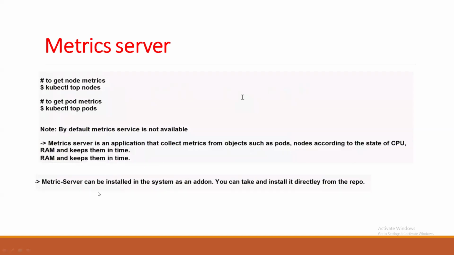Metrics server can be installed in the system as an add-on. By default, it will not be installed. So you can take it and install it directly from the repository. Which repository? The chart repository. I want to install the metrics server, but by default it will not come, so it can be installed as an add-on directly from the repo.